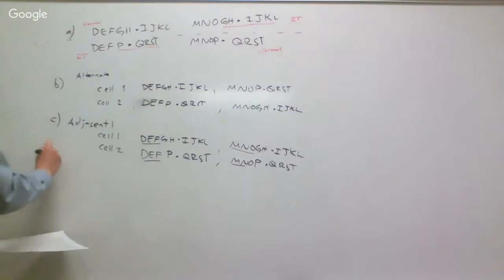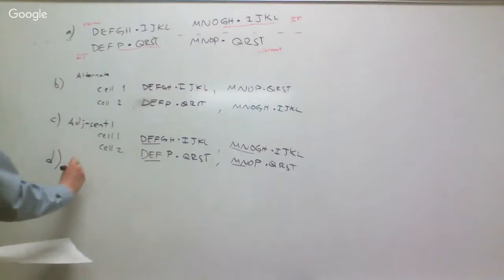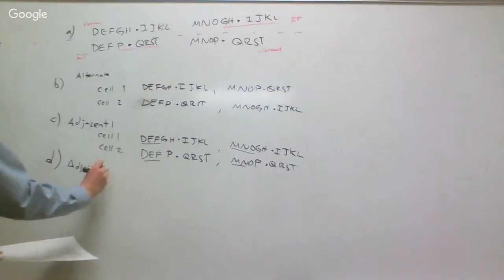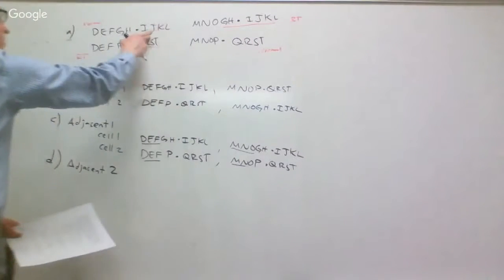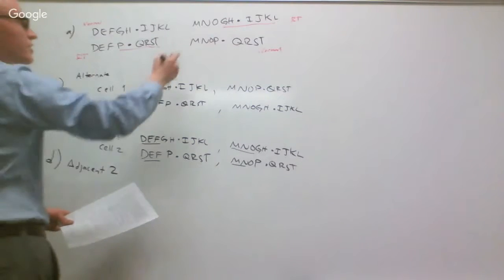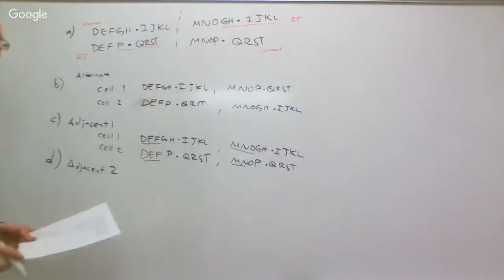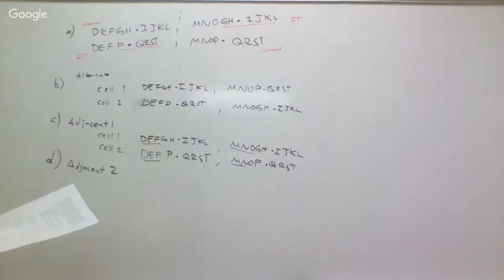In part D, it's asking us for adjacent 2. We're going to erase our line right here. And adjacent 2 is the least common of all of these segregation patterns. And then we're going to split it down the middle. Everything on the right will go in one cell, on the left into another.